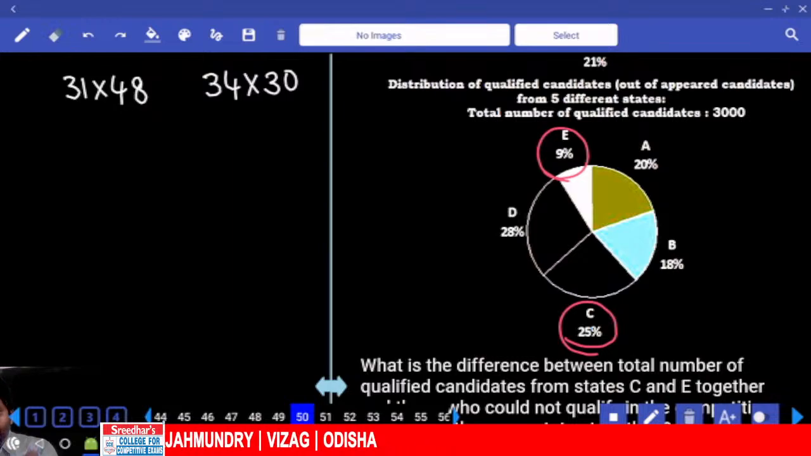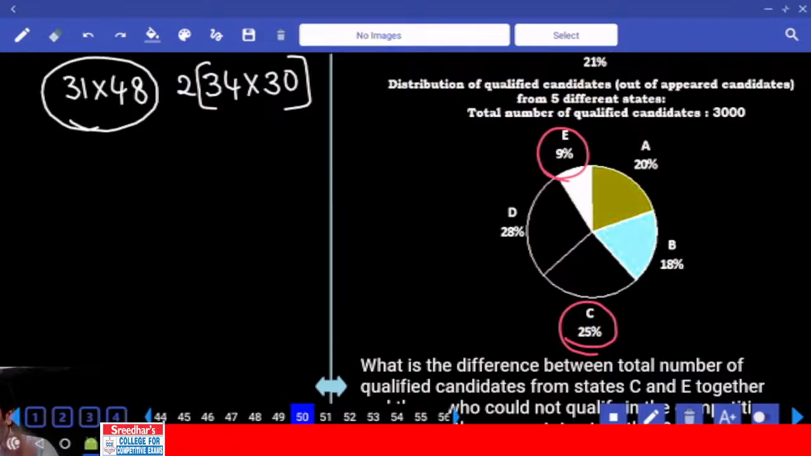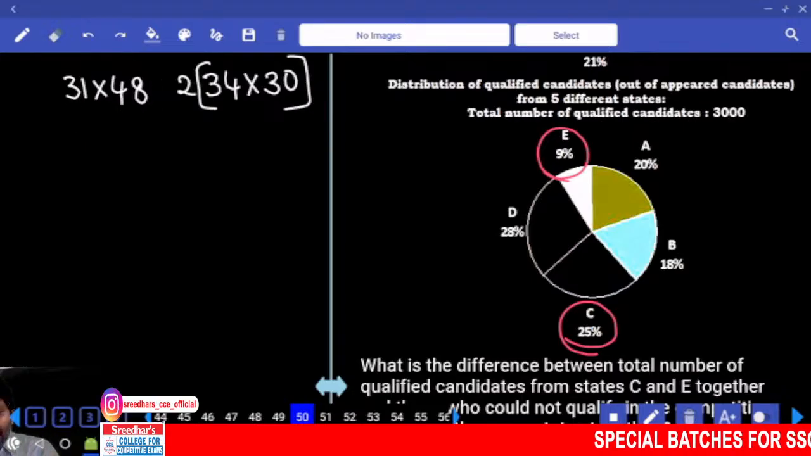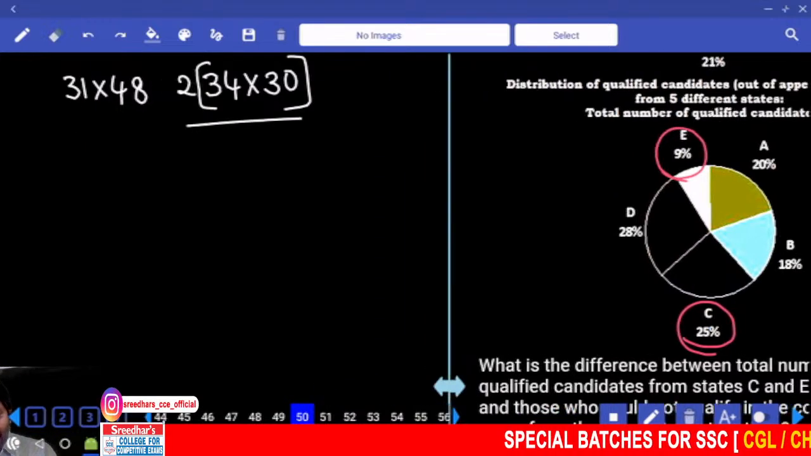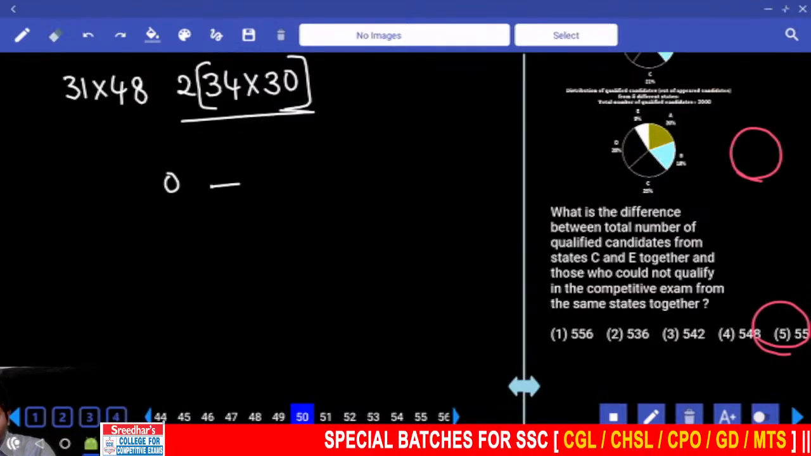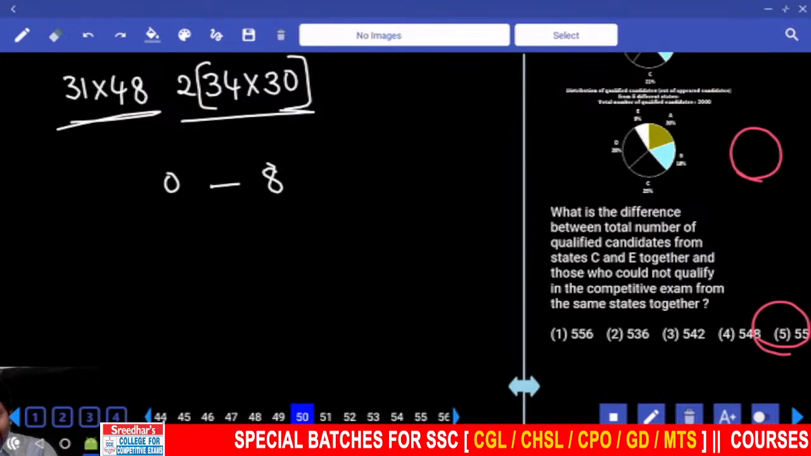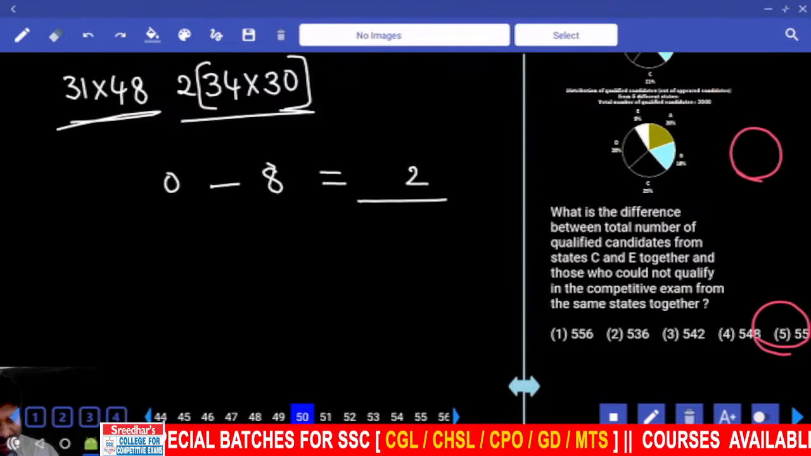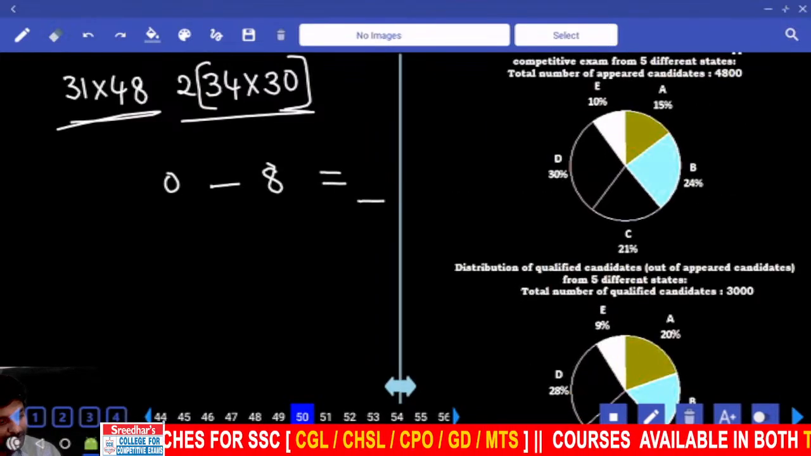Now, 2 times of this number minus this number is your answer. This number ends with, minus this number ends with, the answer ends with... how many options are ending with 2?